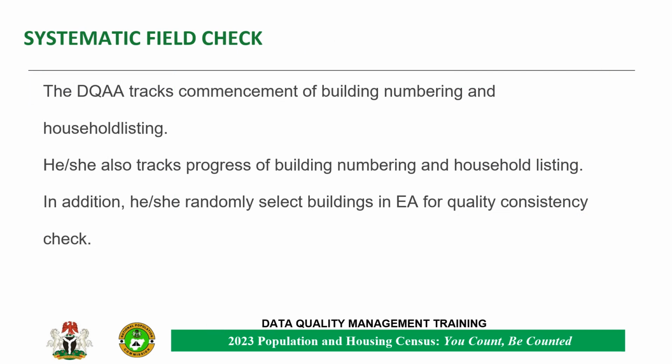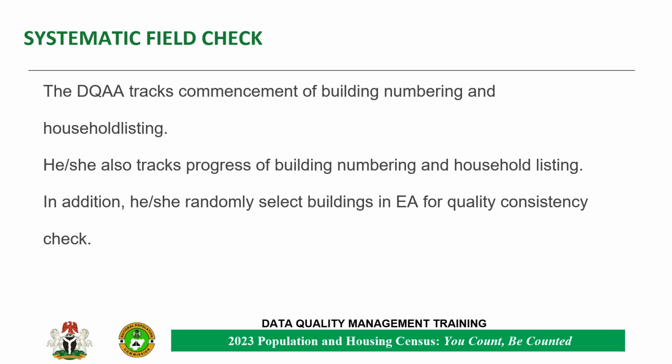Systematic field check. The DQAA tracks commencement of buildings, building numbering, and household listing. He also tracks progress of building numbering and household listing. In addition, he randomly selects buildings in the EA for quality consistency.